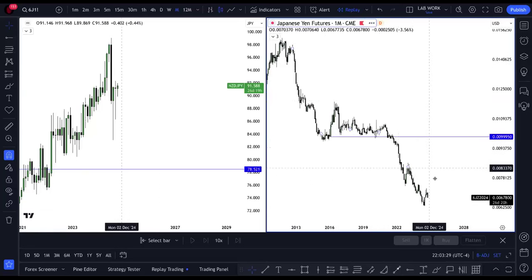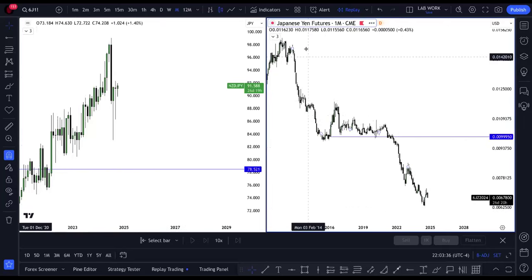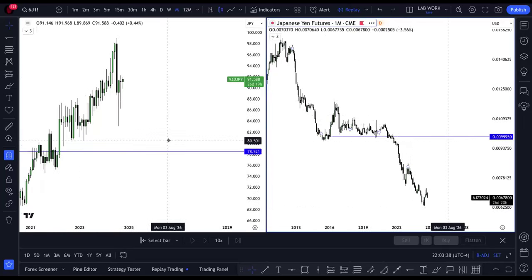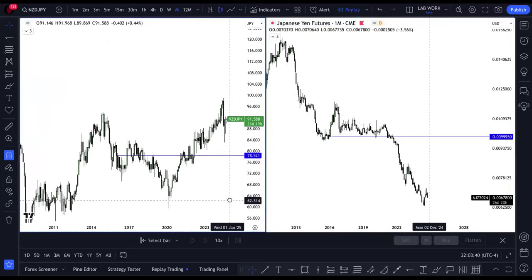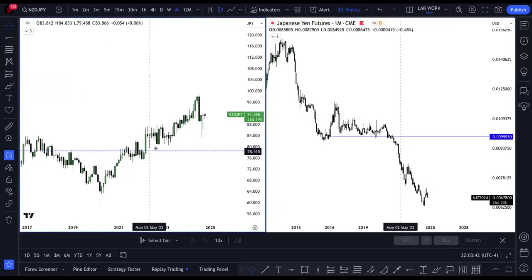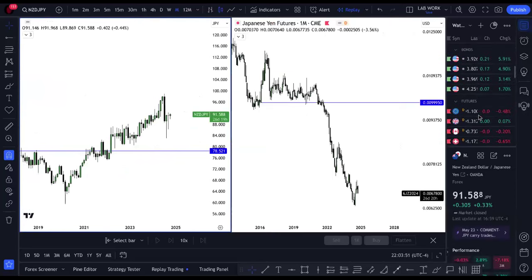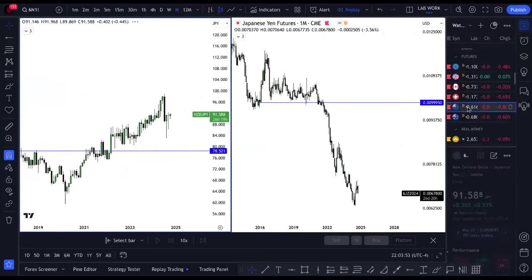You see why? The fundamentals went where? The fundamentals said, forget the yen. We don't want you no more. We want New Zealand dollar. Look, it's going up while the yen's going down. Yen's going down, New Zealand dollar's going up. This looks no different even if I put it on the futures of New Zealand dollar. Where you at?